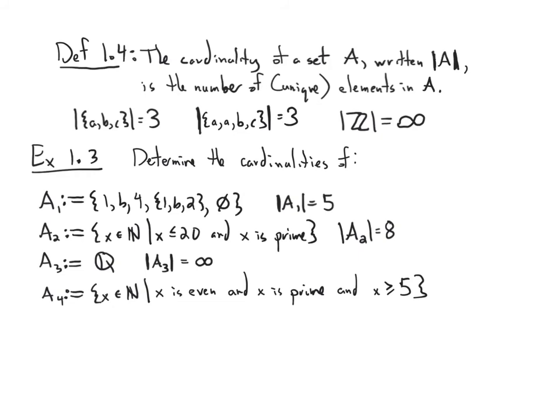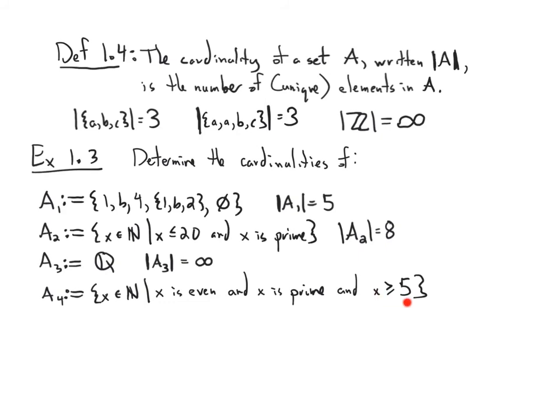And the cardinality of A4, well, what is this? It's natural numbers that are even, prime, and greater than or equal to 5. Well, we know numbers that are even: 2, 4, 6, 8, 10, etc. Well, how many of those are prime? Well, just 2 is prime. Every other number can be written as 2 times something. That's the definition of being even. So right now, just satisfying these two conditions, being even and prime, limited us to one number, just 2.